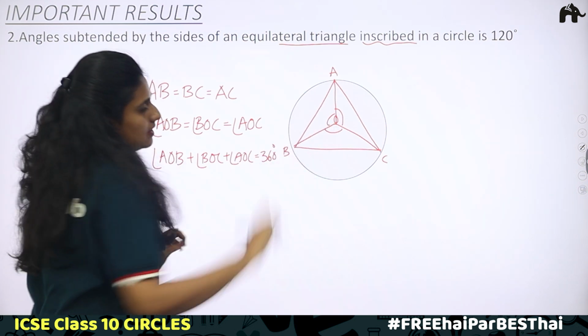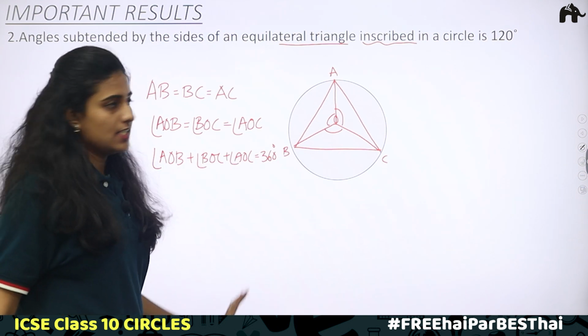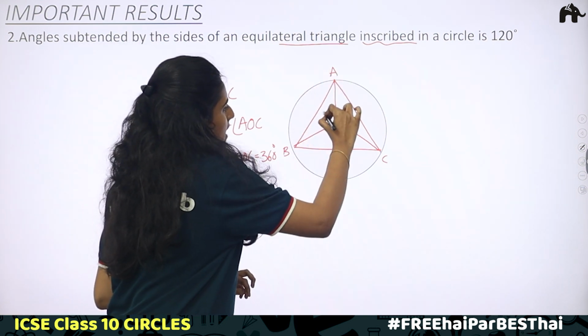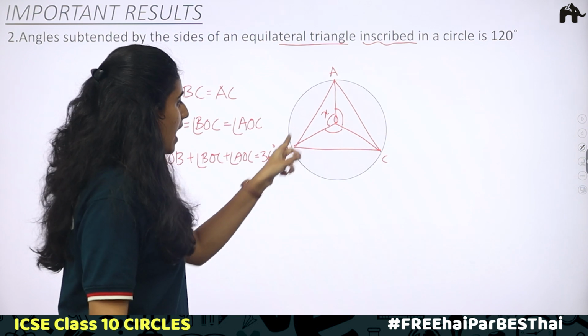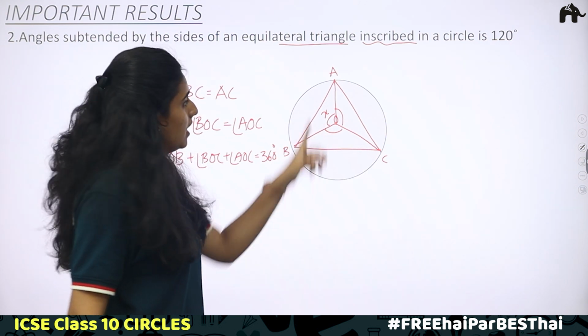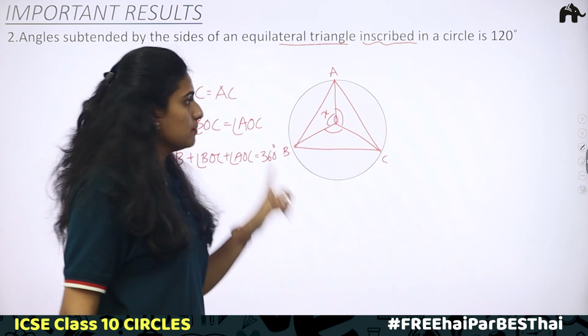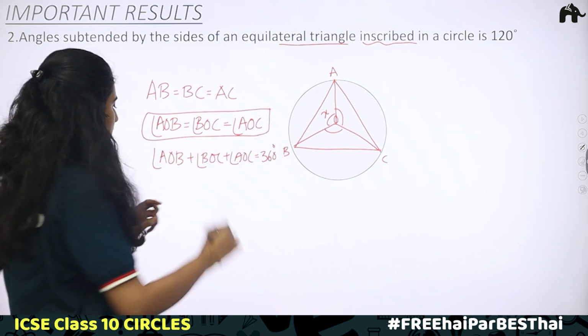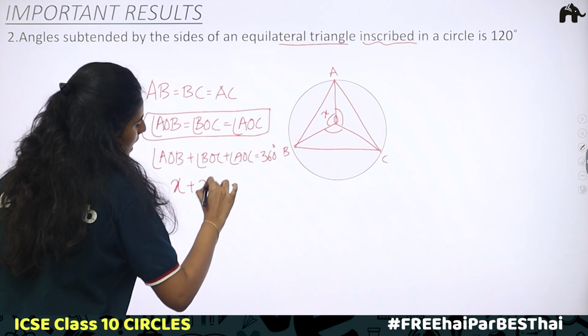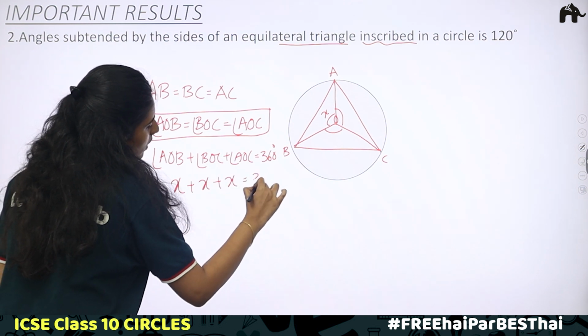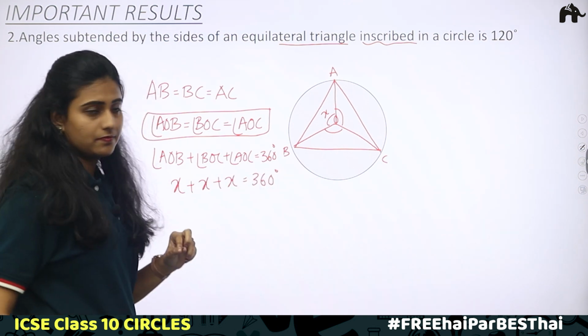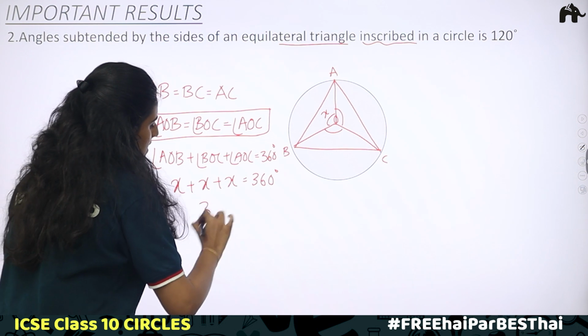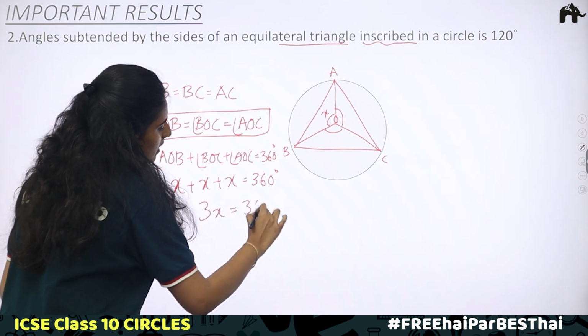This is a complete circle, 360 degrees. Now, if I am taking AOB as some x, we will have BOC equal to x and AOC will also be equal to x because all these angles are equal. Therefore, x plus x plus x is equal to 360 degrees. x plus x plus x is 3x. 3x is equal to 360 degrees.